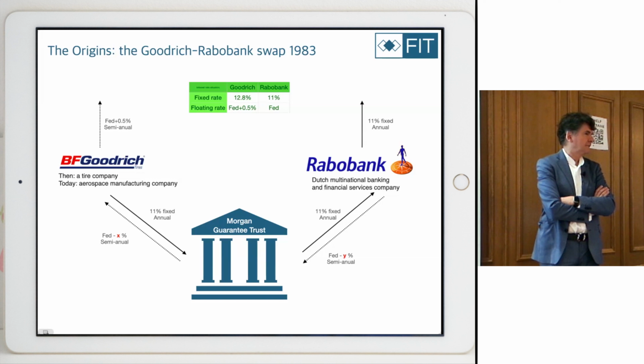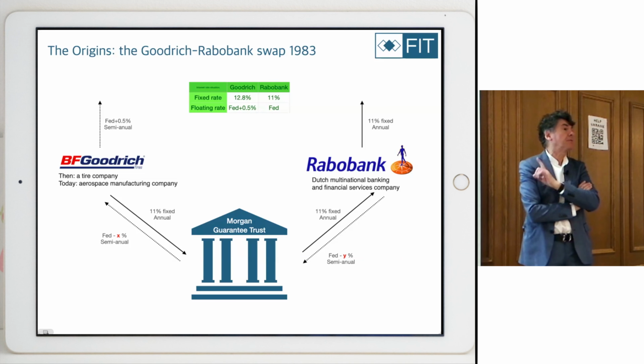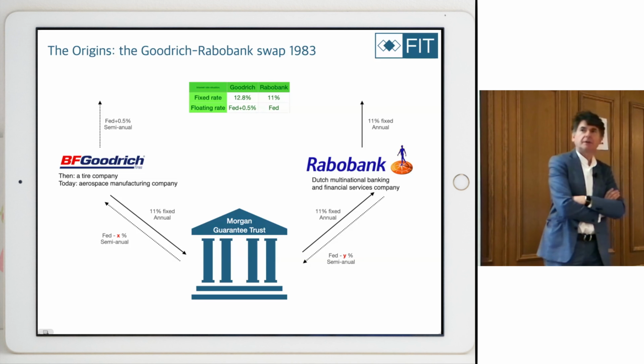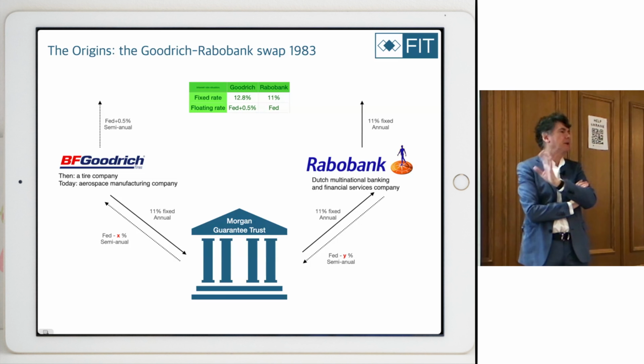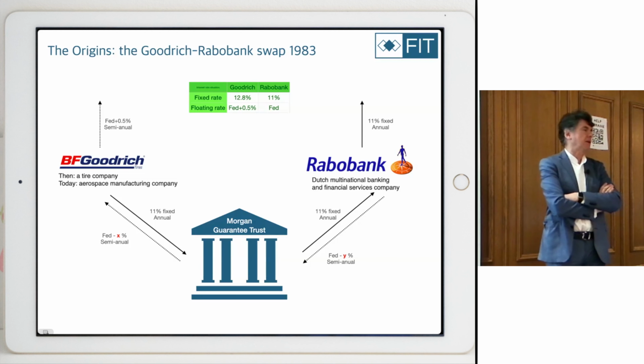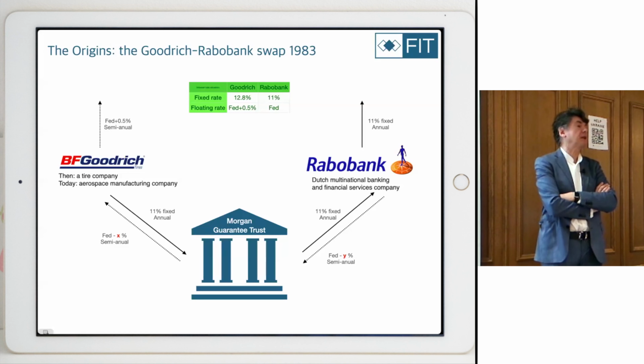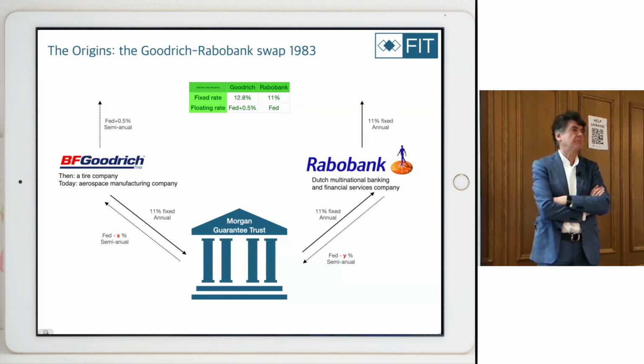But should the Morgan Trust consider how much both companies get from the trust? Like, if the left side borrows 55 million and the right side just borrows 10 million. No, the same amount. Sorry, 50. It's 50 million on both sides. Exactly the same amount. Okay.